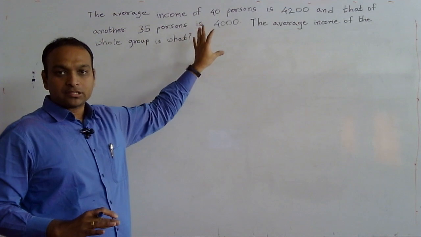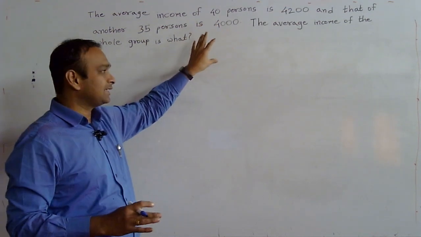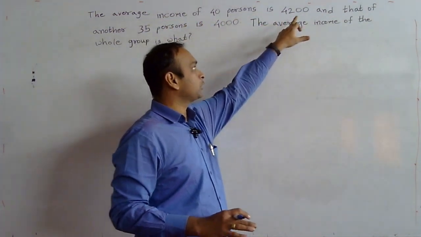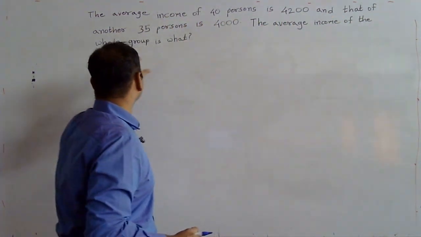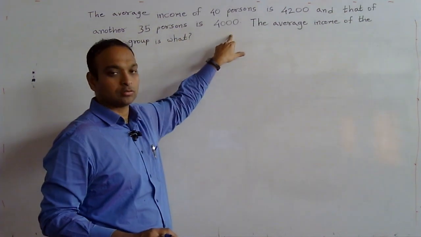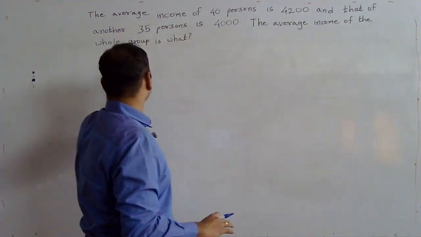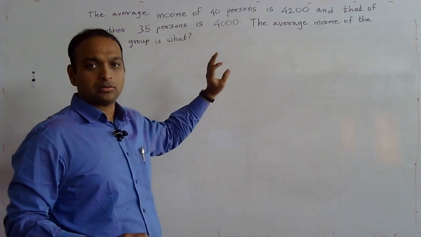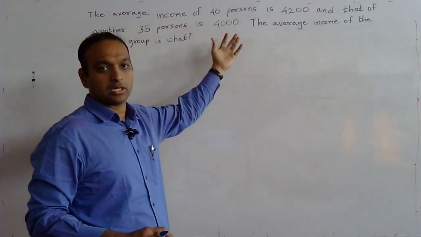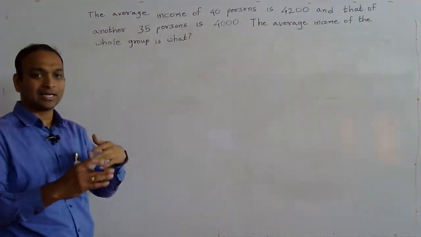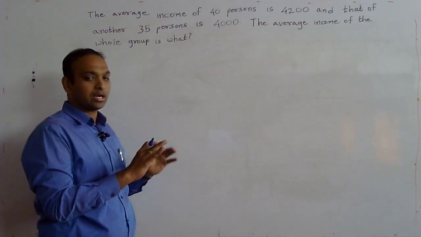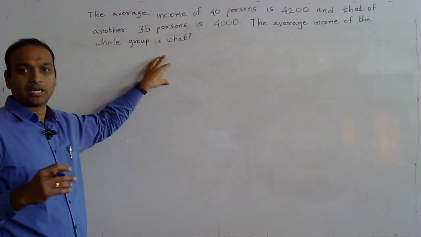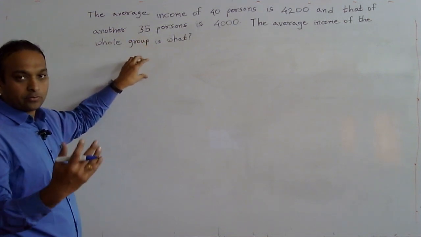Here we have maybe the simplest problem of this topic, an easy level problem. The average income of 40 persons is 4200 and that of another 35 persons is 4000. The average income of the whole group is what? That we have to find out. You can pause the video, try this question and then check the solution once you have solved the problem. Since this is the simplest problem, I hope you can solve it on your own, and if not, let's go through the solution.